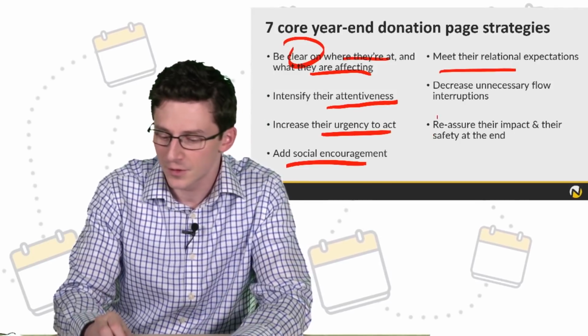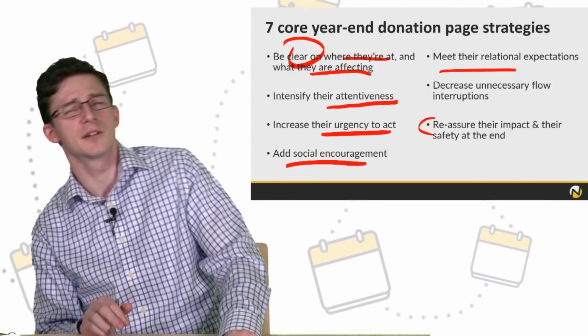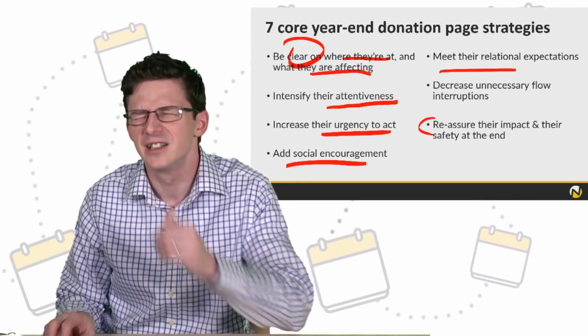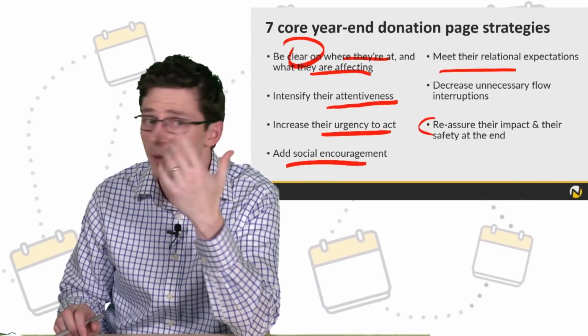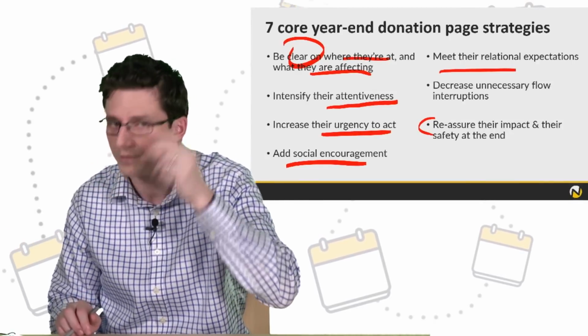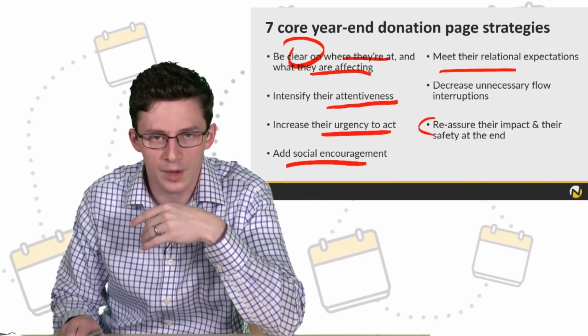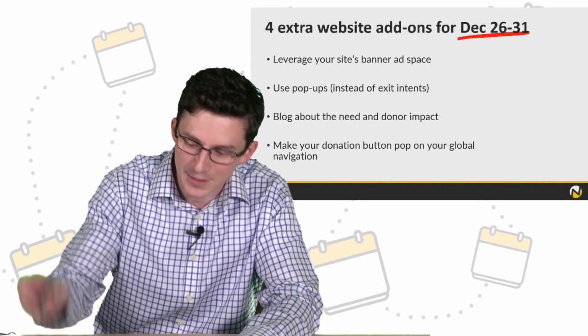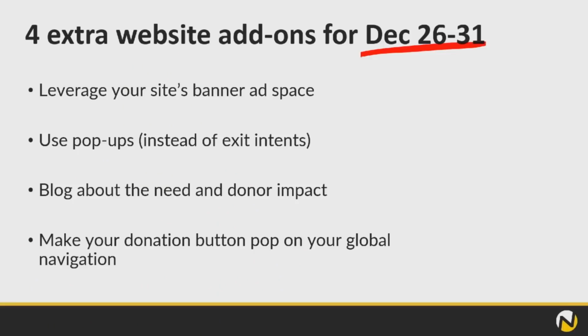And then finally, reassure them. Everybody needs a little bit of reassurance, especially when they're on that donate button. They're like, should I do this? Because remember, the emotional climax is really faded at that point. You've got to wake them back up. And then those 4 little extras, right, for your December 26 to 31 site: if you have banner ad space, use it for you. Reemphasize your incentive. Use pop-ups. And you know what I mean?